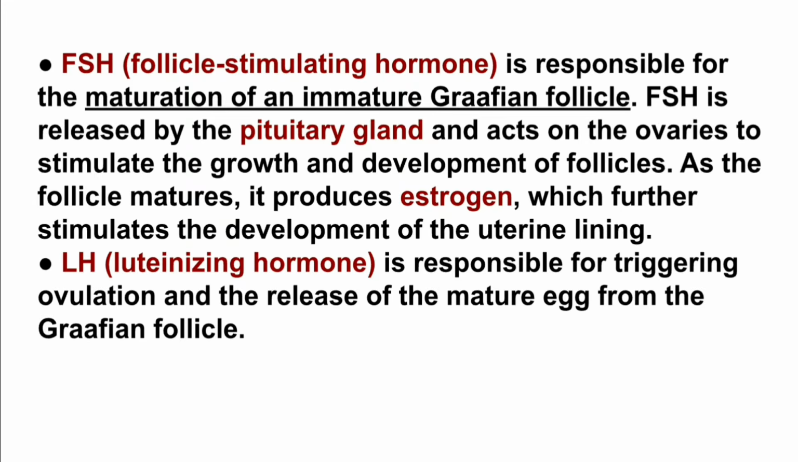FSH, follicle stimulating hormone, is responsible for the maturation of an immature graafian follicle. FSH is released by the pituitary gland and acts on the ovaries to stimulate the growth and development of the follicles. As the follicle matures, it produces estrogen, which further stimulates the development of the uterine lining. LH, luteinizing hormone, is responsible for triggering ovulation and release of the mature egg from the graafian follicle.